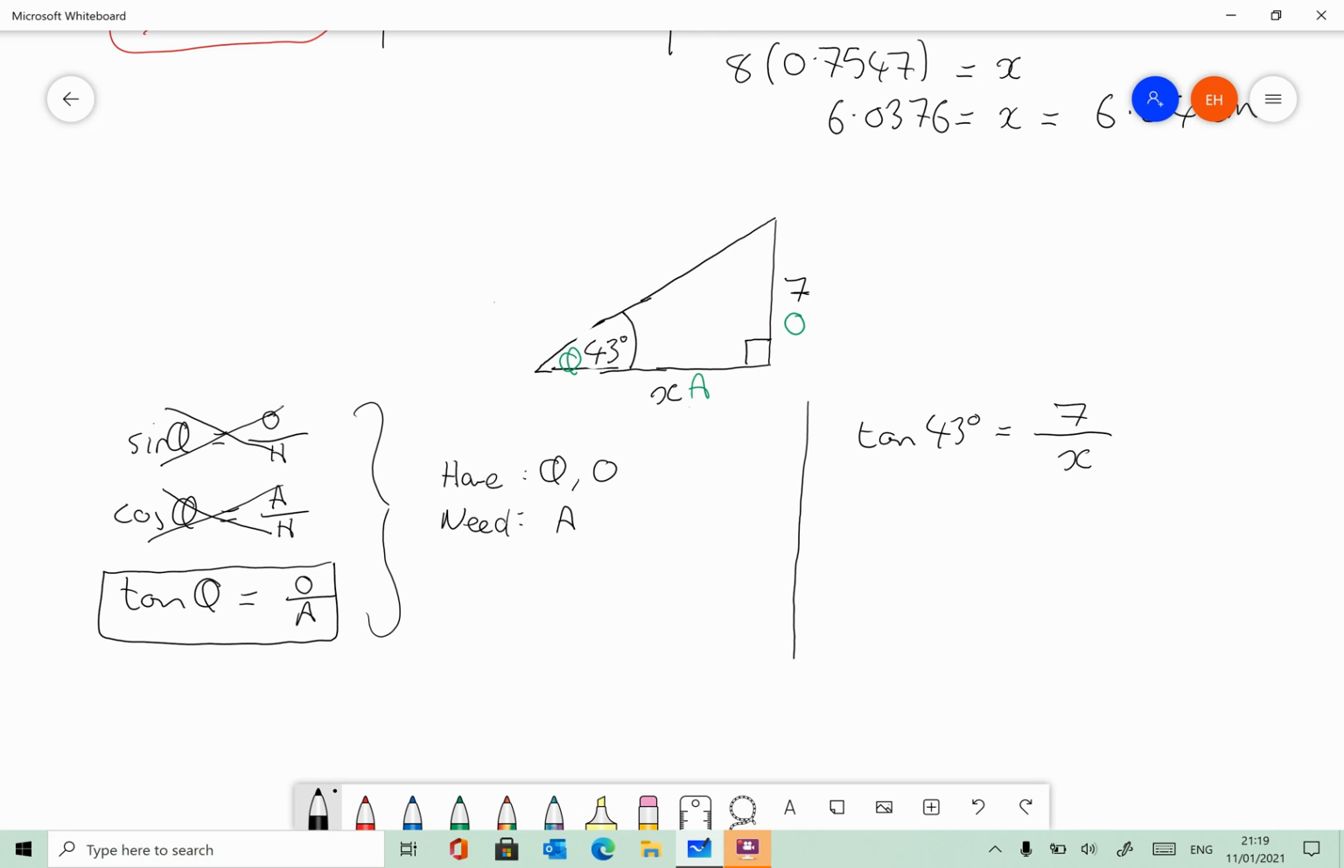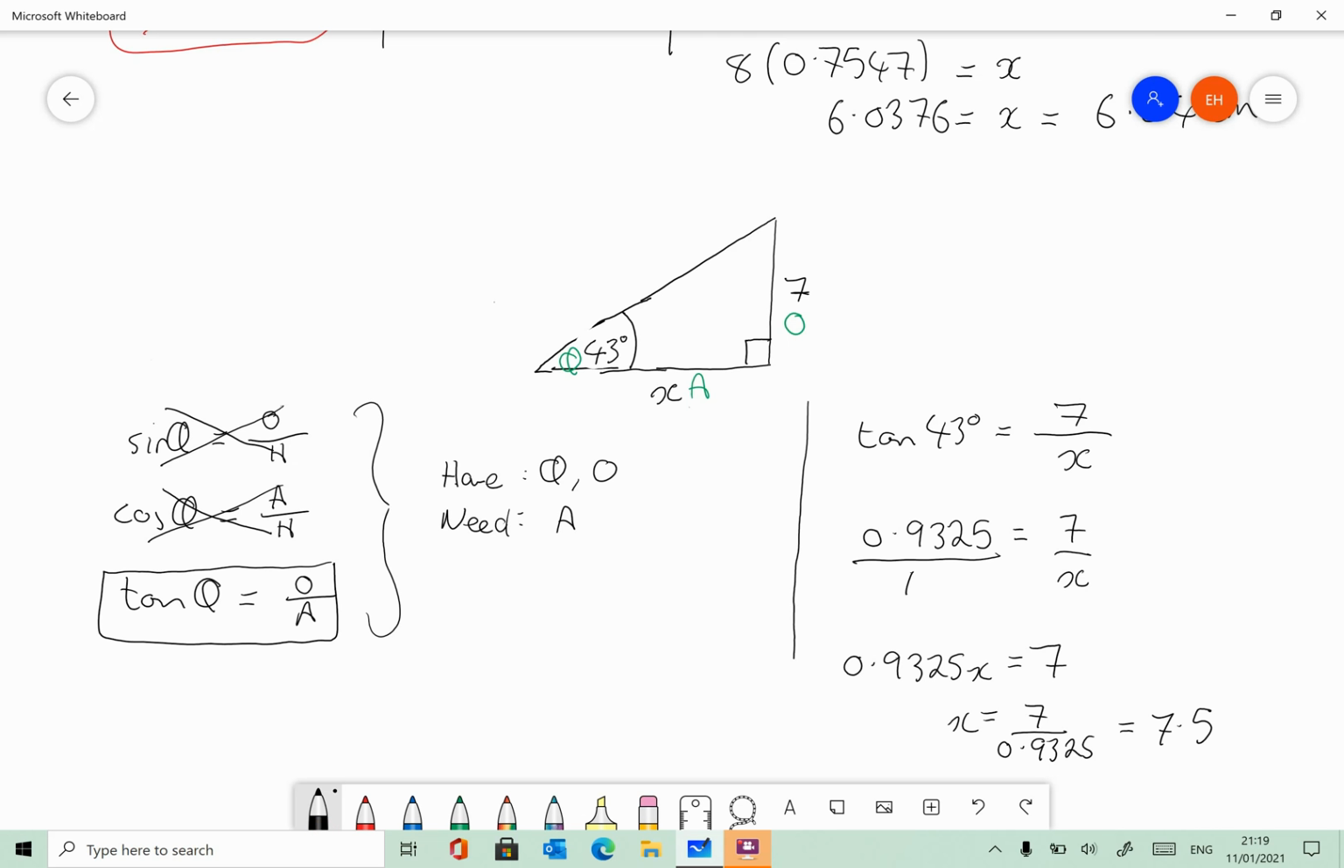Tan 43, I can turn that into a number as quick as possible. So that's 0.9325 equals 7 over X. So cross multiplying, I get 0.9325x equals 7. So therefore X equals 7 over 0.9325, which is equal to 7 divided by 0.9325, which is equal to 7.5.